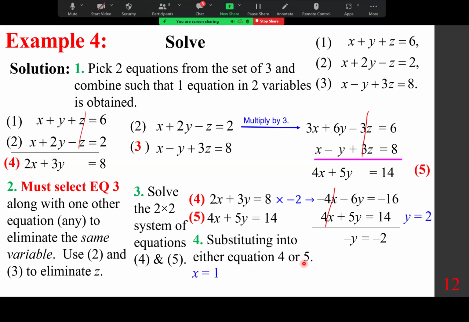And x becomes 1. Let me quickly show you. So for example, if we go with this one, we get 2x plus 3 times y, 3 times 2, is 8. 2x equals 2, and x becomes 1.